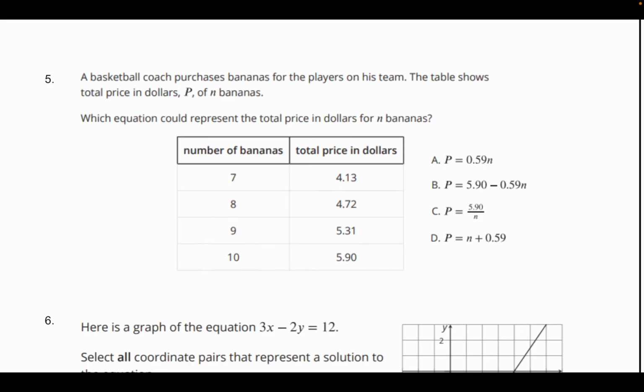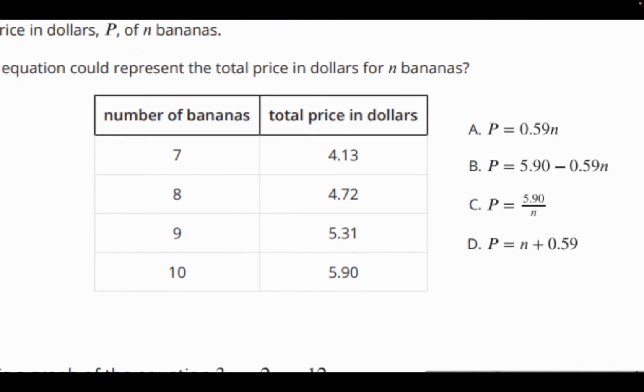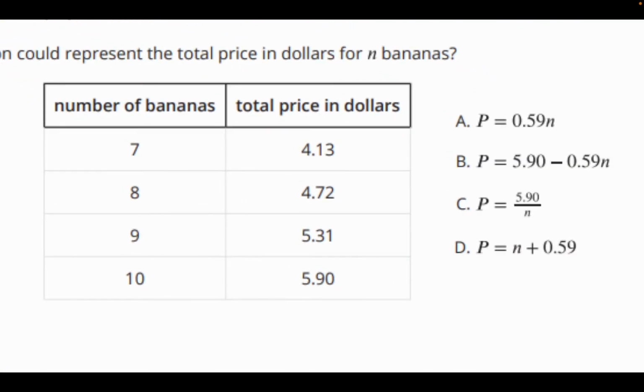So we have question 5 here. A basketball coach purchases bananas for the players on his team. The table shows the total price in dollars, P, of n number of bananas. Which equation could represent the total price in dollars for bananas? Okay, so let's look at our options here. We have a couple different things in the table, and then we have some options.